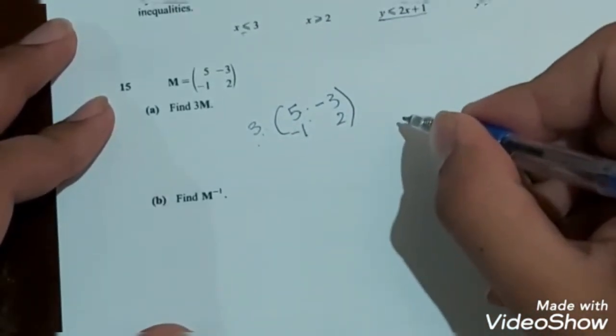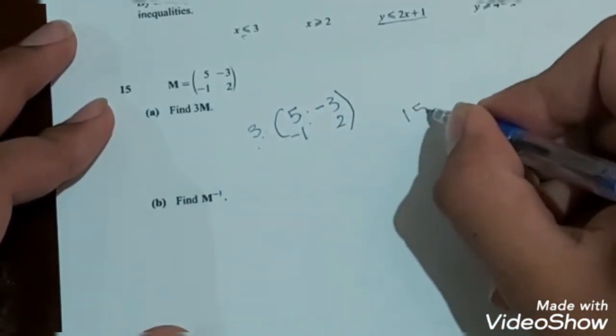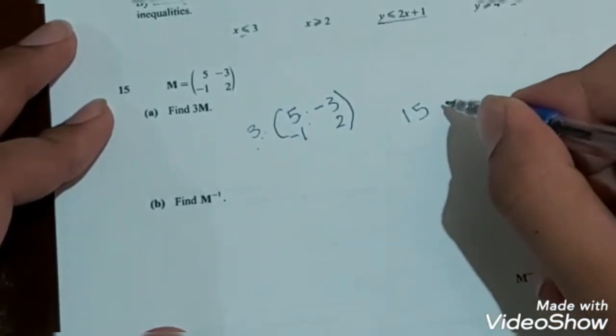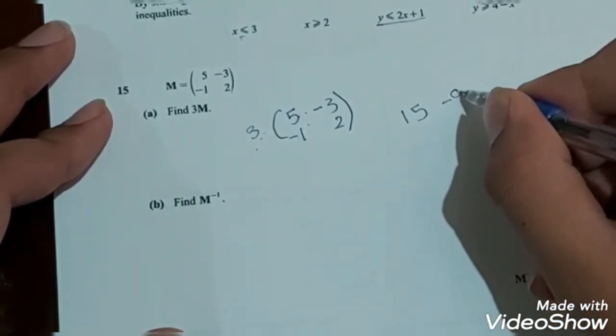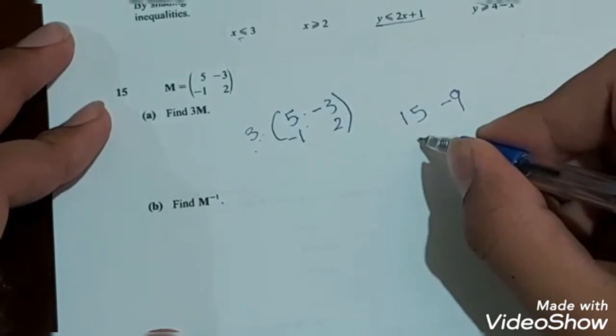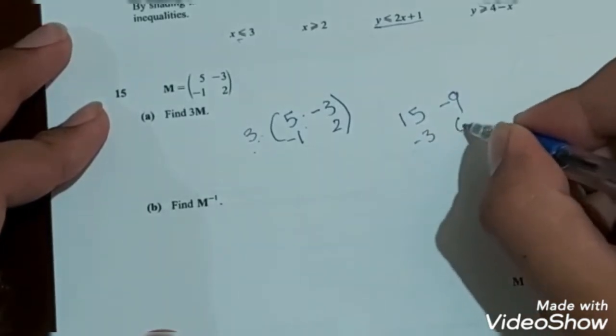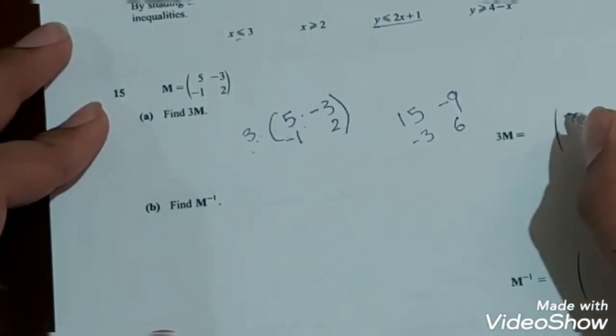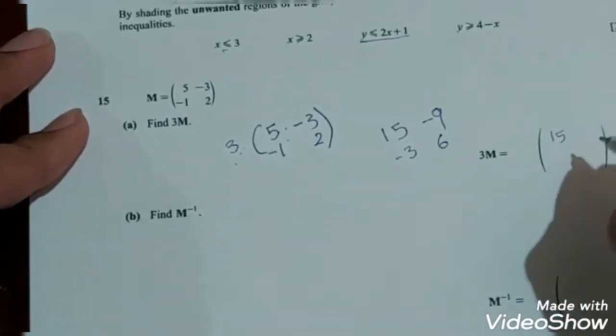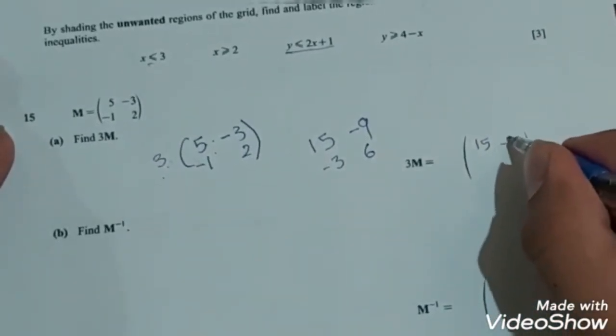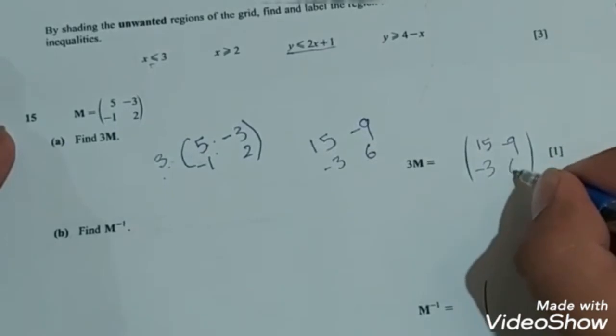So 3 times 5 is 15. 3 times negative 3 is negative 9. 3 times negative 1 is negative 3. 3 times 2 is 6. So the answer is going to be 15, negative 9, negative 3, 6.